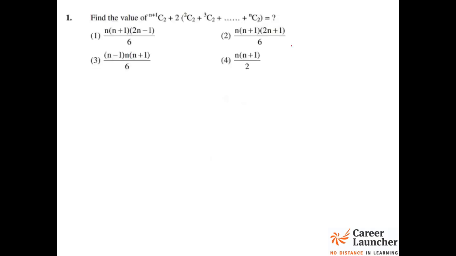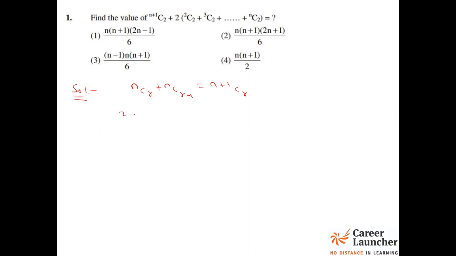See this question, find the value of (n+1)C2 + 2 times (2C2 + 3C2 + ... up to nC2). Now we have a property that nCr + nC(r-1) will be equal to (n+1)Cr. Very important property to be remembered.